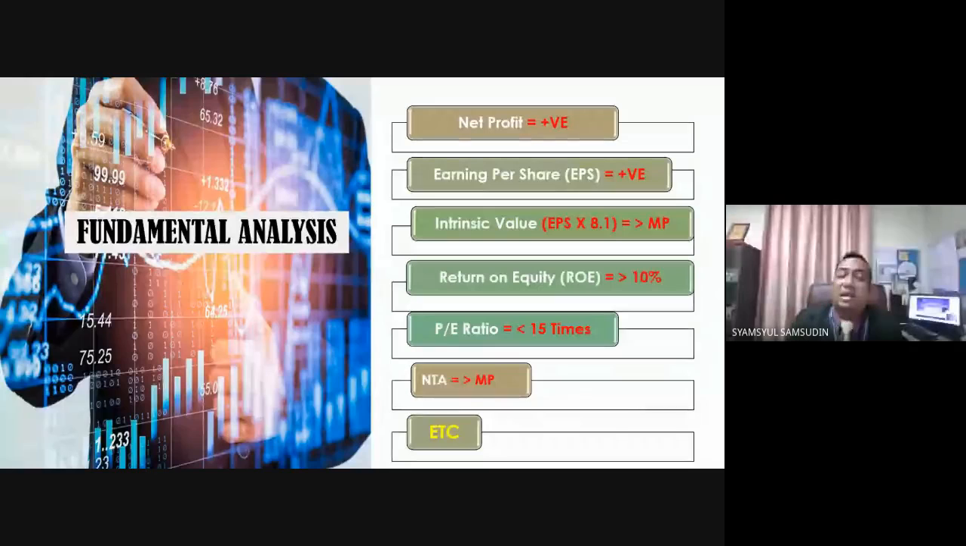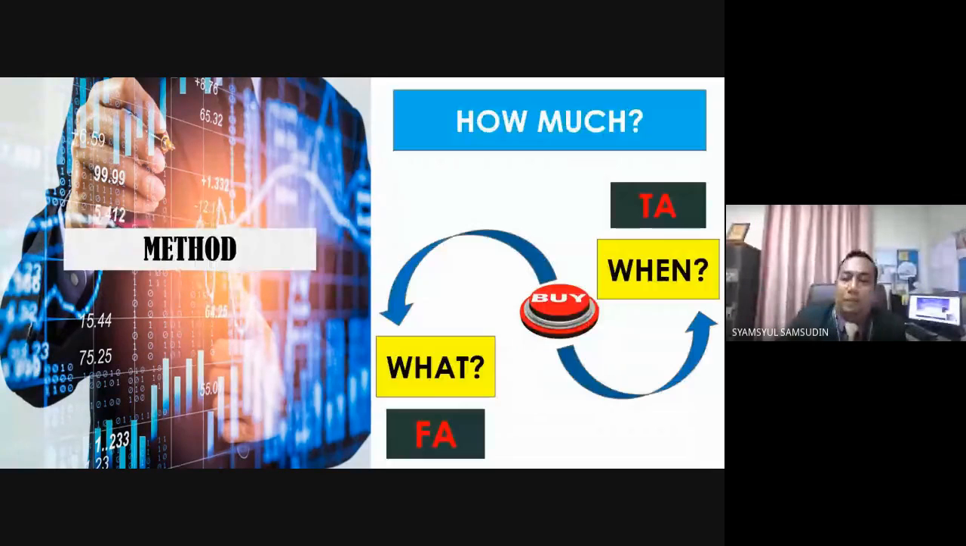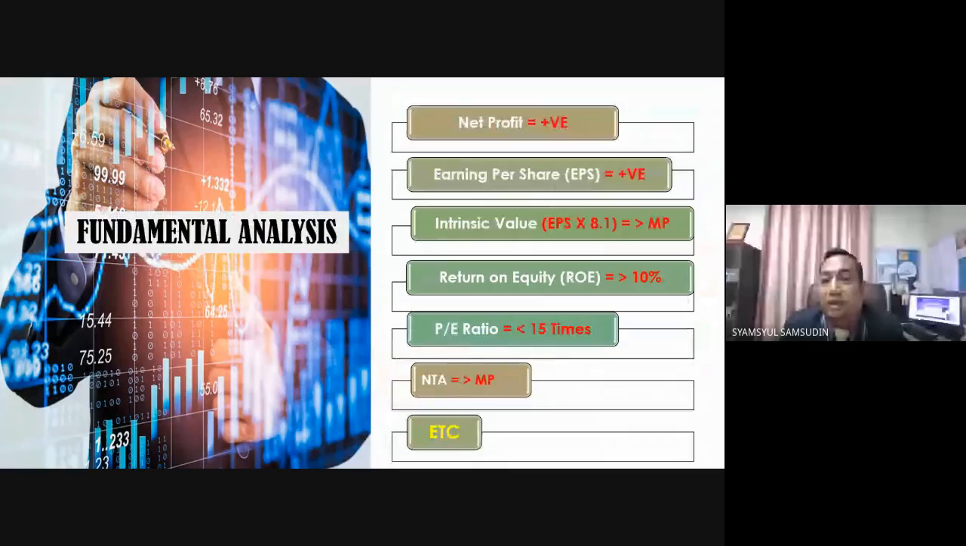Alright. Okay, next is intrinsic value. So the third criterion is intrinsic value. How do you calculate the intrinsic value? Some of the gurus implement a formula. EPS multiplied by 1.8 should be higher than market price. So value of EPS you darabkan dengan 8.1, you get the intrinsic value. You compare dengan market price of the share of the company. Kalau intrinsic value lebih besar daripada market price, you should invest in that particular company. One of the criteria lah.